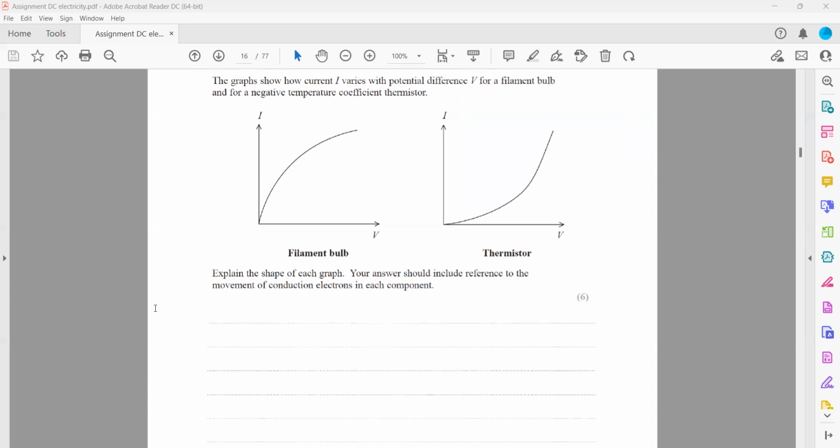So the points which you will mention here: the first one, what is happening? Resistance is increasing as the potential increases. That is the one point for a filament.